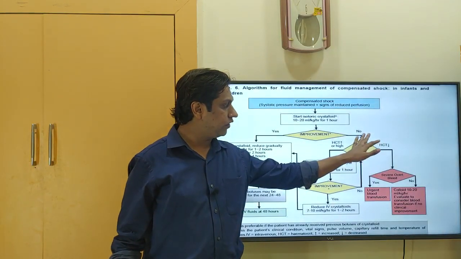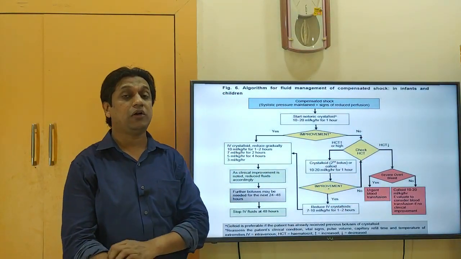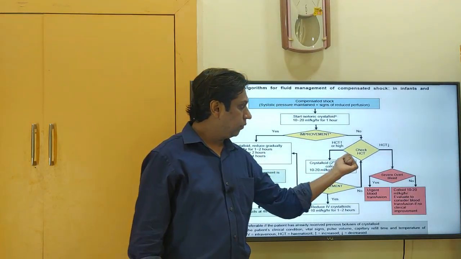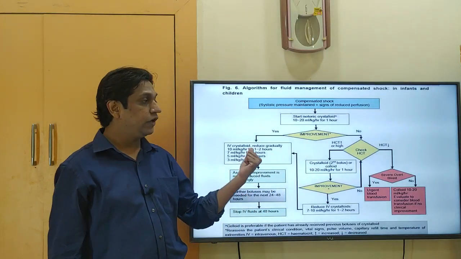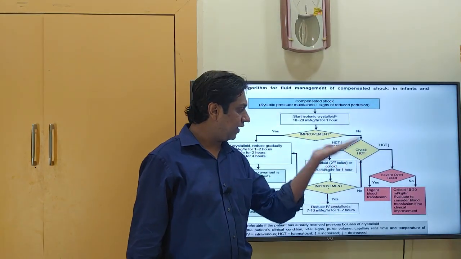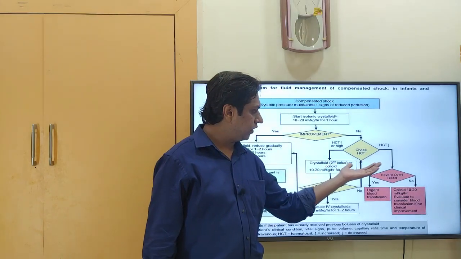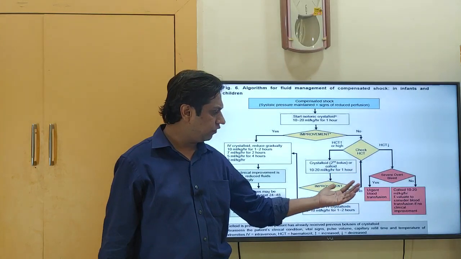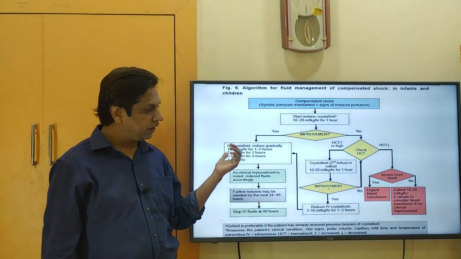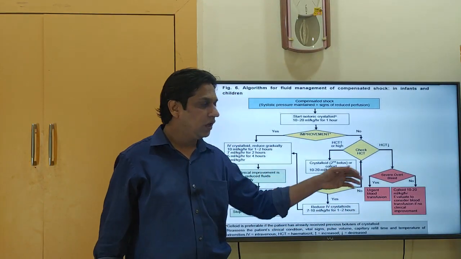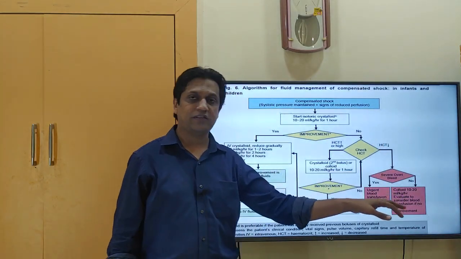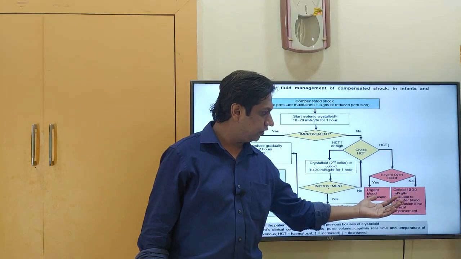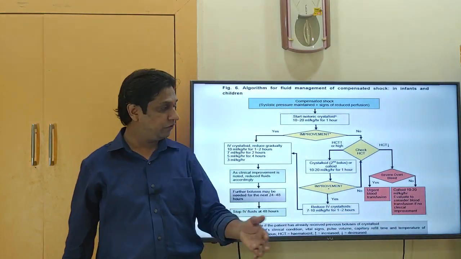But if there is no improvement, again we have to check the hematocrit level. Remember, hematocrit monitoring is more important here to assess the IV fluid requirements. If the hematocrit is high, then we start a crystalloid second bolus, or we can even start colloids 10 to 20 ml per kg per hour. If there is improvement, then again we gradually reduce the dose of IV fluids. Or if the hematocrit is low, then we can suspect severe bleeding, and if severe bleeding is seen, then urgent blood transfusion is to be considered.